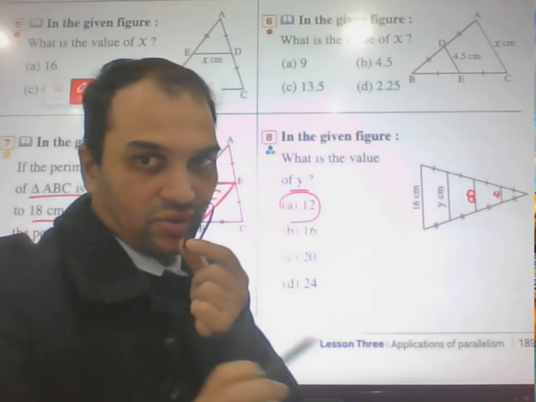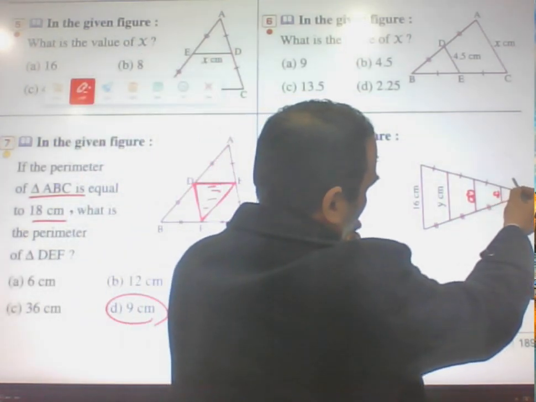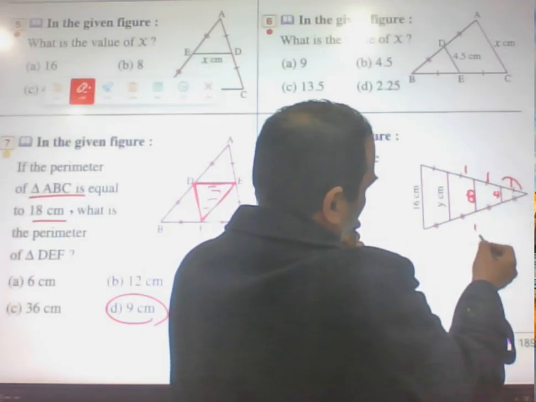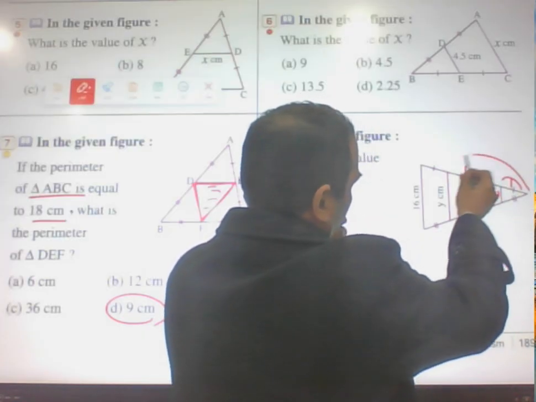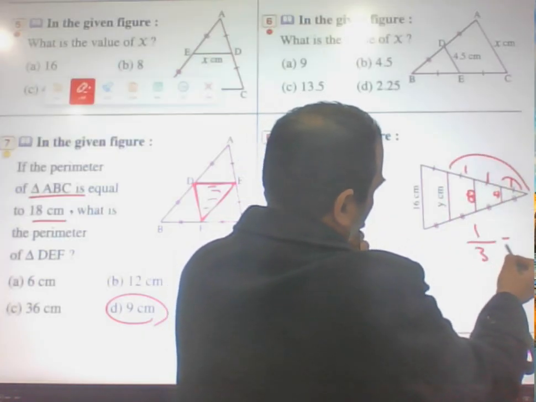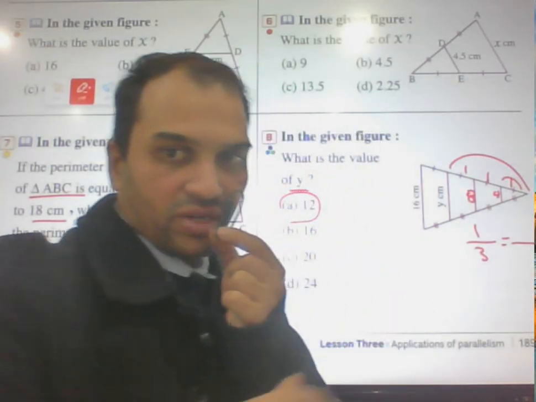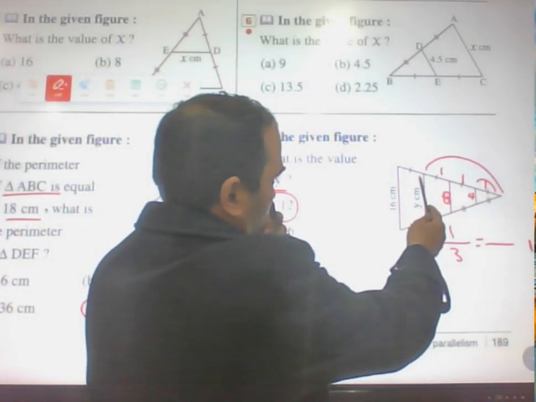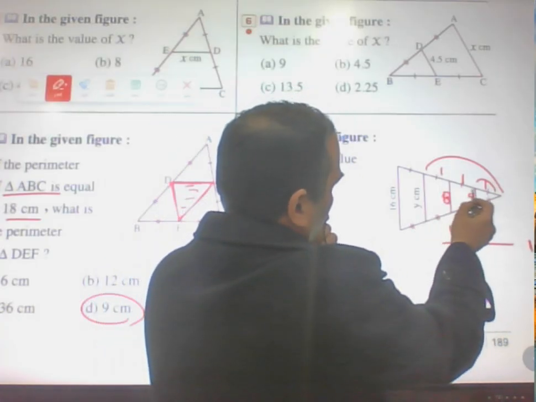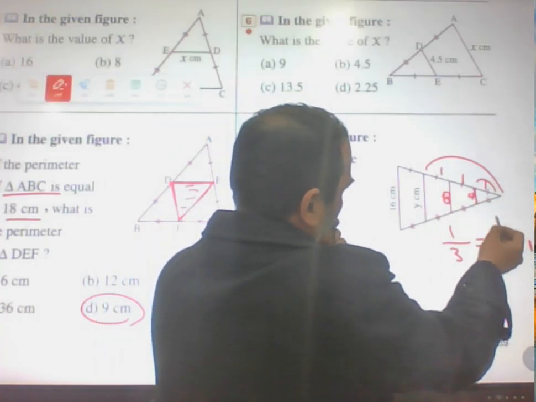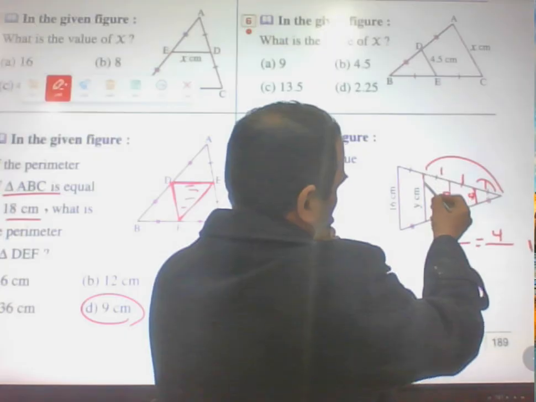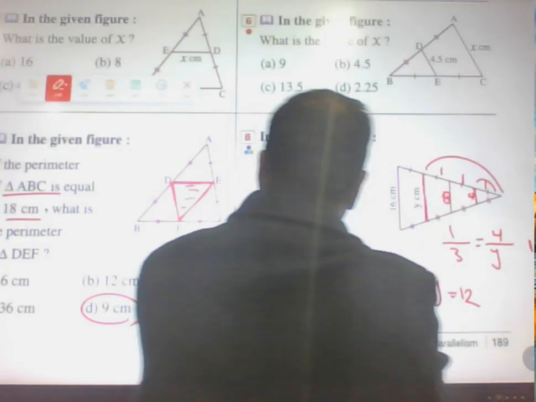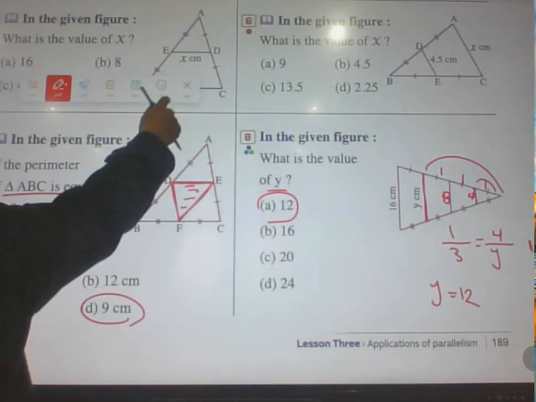Right, the ratio between one side, here 1 and 1 and 1, they are equivalent. 1 part over 3 parts of the biggest triangle. We write the similarity between the two triangles here. 1 part over 3 parts is equivalent to the small base, 4, over y, the biggest base. This is 3 times 4 equal 12. The value here equals 12.